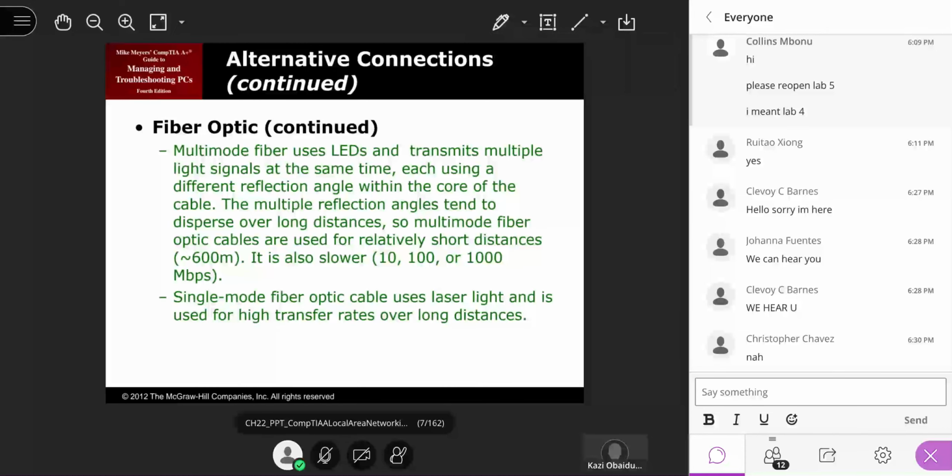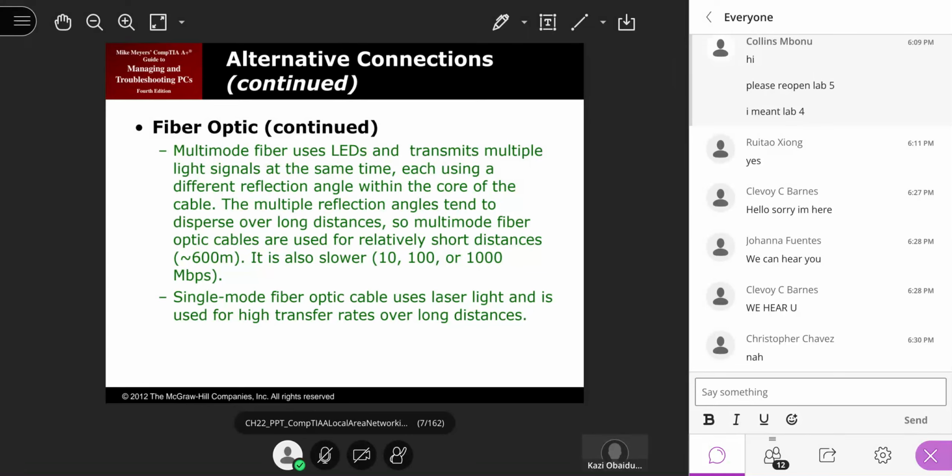Multimode fiber uses light and transmits multiple light signals. Multi-mode means that when you pass the signal, you can see many lights. Many lights, and all the lights never reach the other end at the same time.